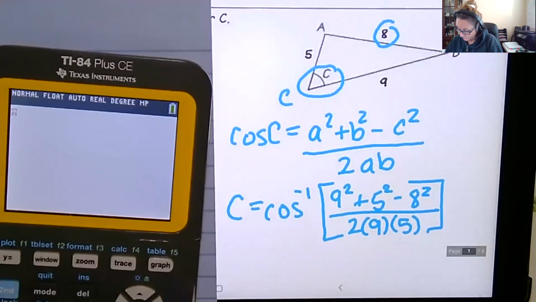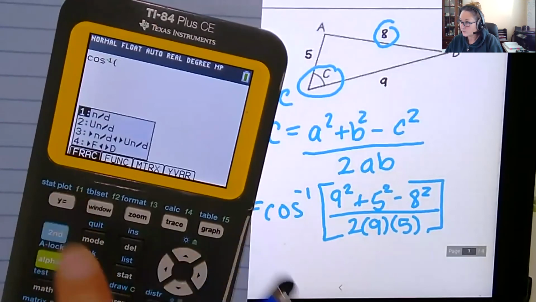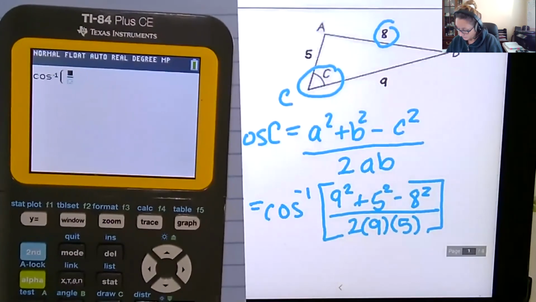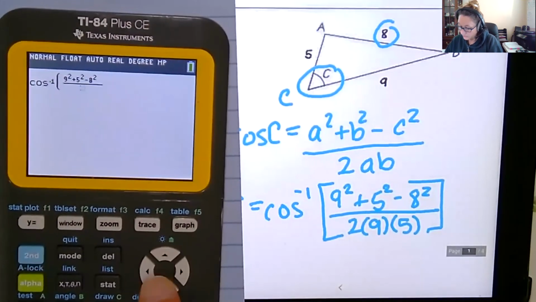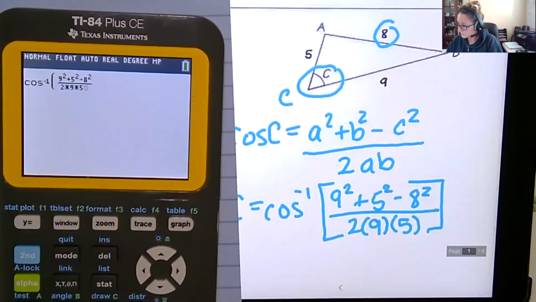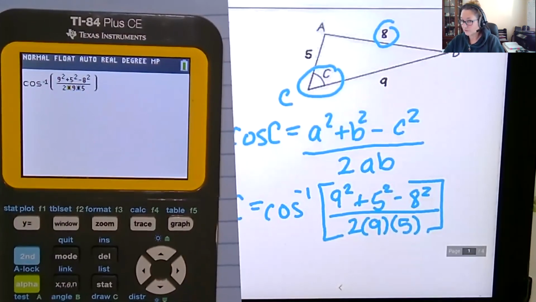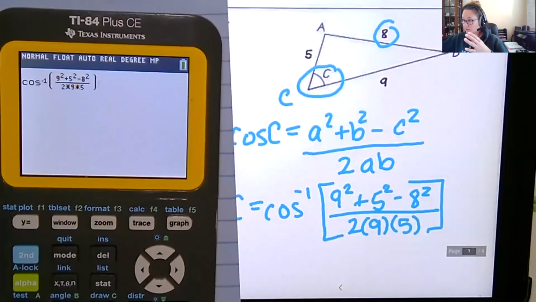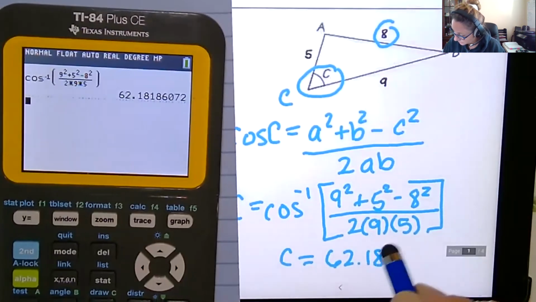So I'm going to do cosine inverse, and I'm going to get my fraction. So I'm doing alpha y equal, and I hit enter. And then I'm going to go 9 squared plus 5 squared minus 8 squared over 2 times 9 times 5. Now, if I'm doing this not in the fraction mode, I definitely would need parentheses around my whole numerator and parentheses around my whole denominator inside my cosine inverse. So I like using that alpha y equal. It saves time. So it's going to be 62.18 degrees, answer.